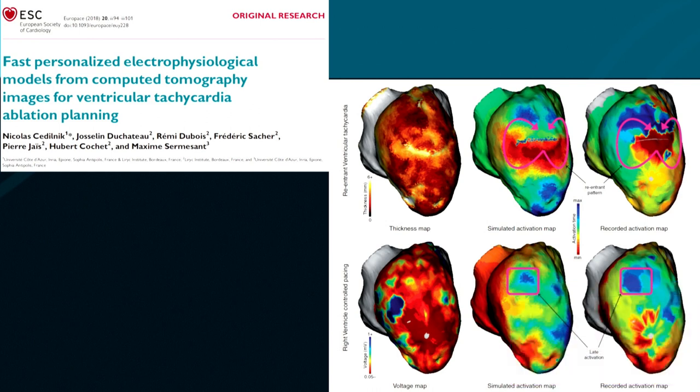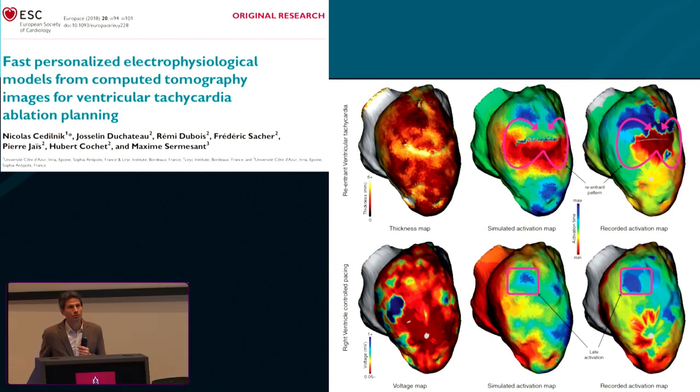One last comment on how imaging can help. This is more research now, but the idea would be to try to identify in advance where the circuit can be with simulation, and just based on this imaging information, we try to reconstruct a simulated activation map of VT by artificial pacing at different points, compared to what was really recorded and mapped during the procedure. So it's retrospective, but it opens even more areas for simulation and maybe risk stratification too.